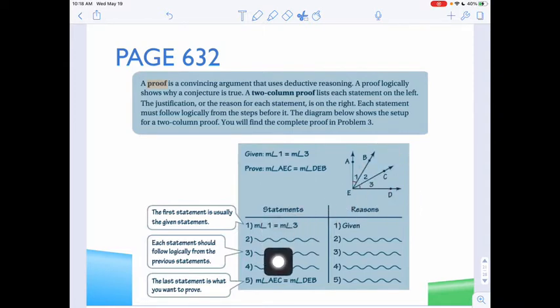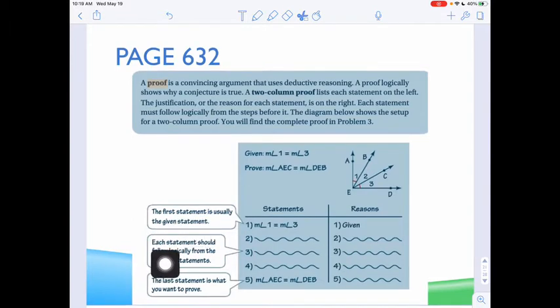So you'll always have a statement side and a reason side. The first statement is usually the given statement. Each statement should follow logically from the previous statements, and the last statement is what you need to prove.